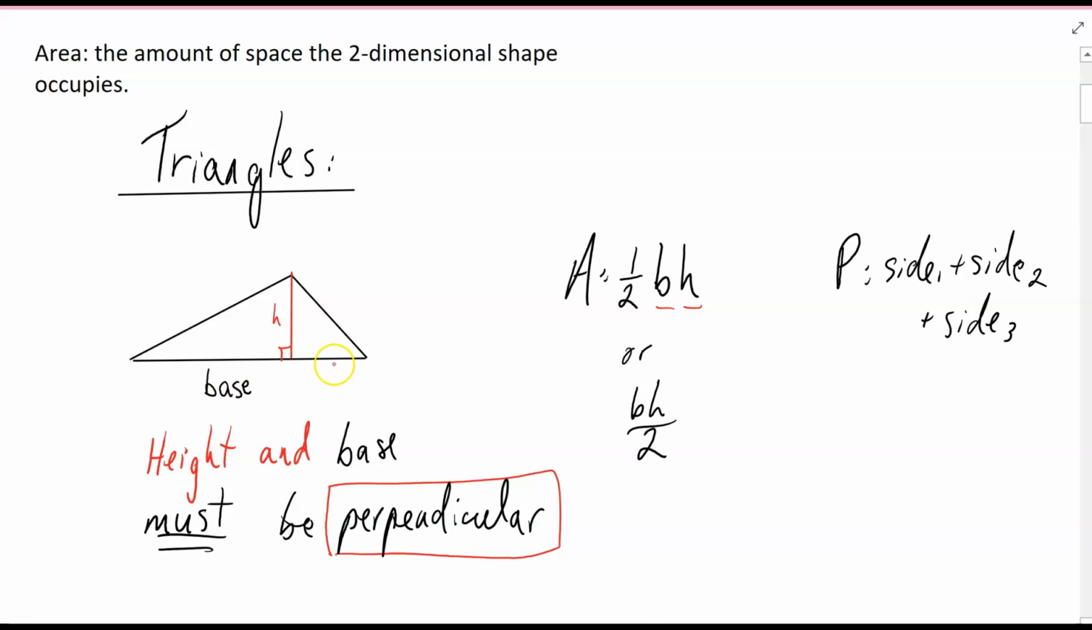So in this triangle, the base is the bottom side and the height is the red line drawn that is perpendicular to it. Multiplying 1/2 the base times the height would give us the area of this triangle. The sum of all 3 sides, side 1 plus side 2 plus side 3, gives us the perimeter. So P is our short form for perimeter.